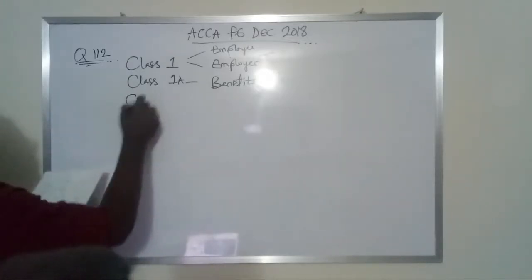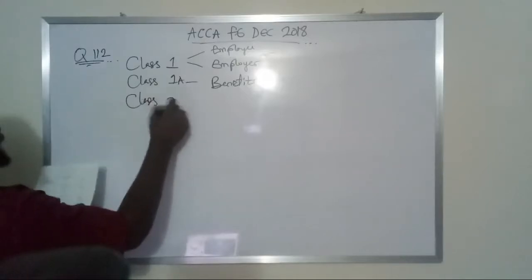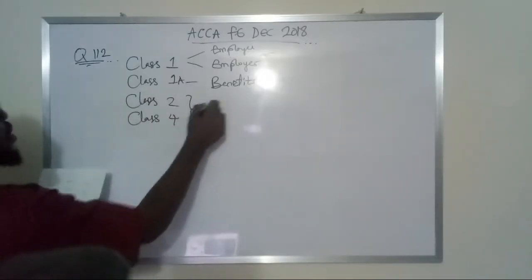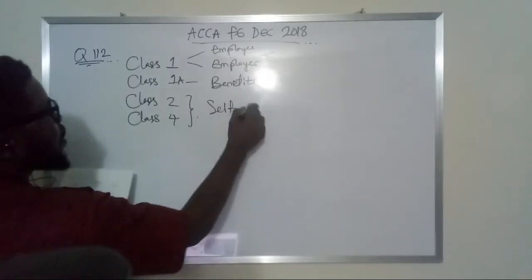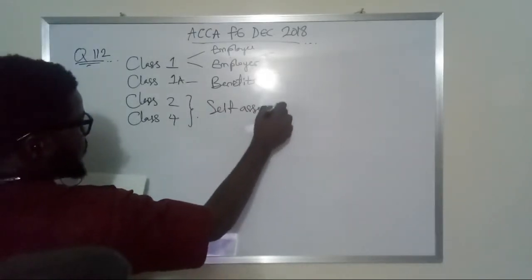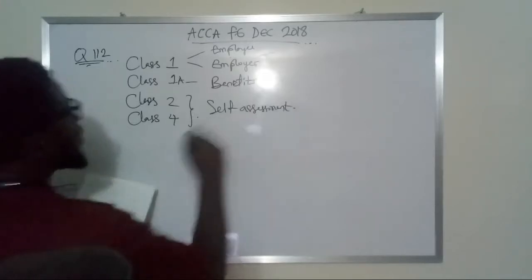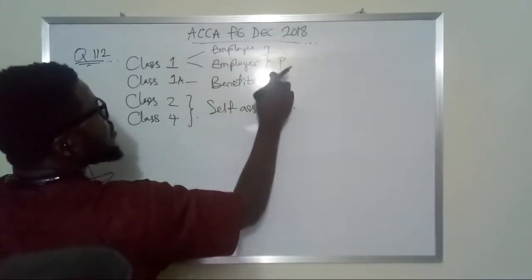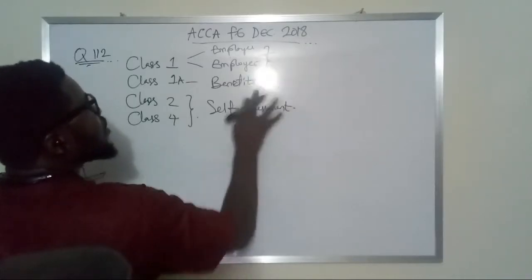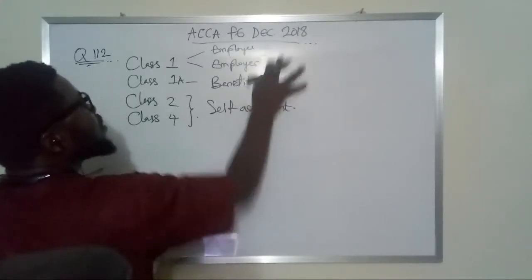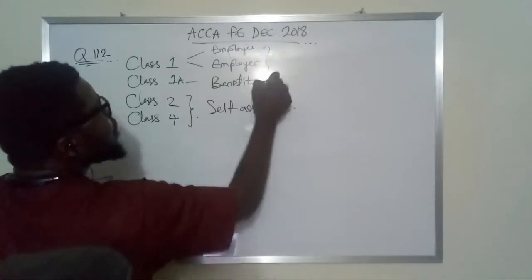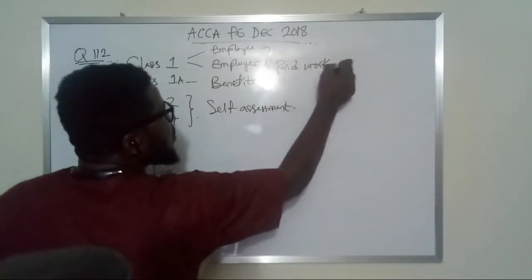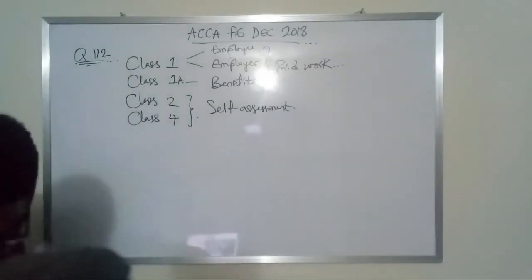We have Class 2 and Class 4. This is for self-assessment, and this is normally related to paid work. Let's just say paid work.